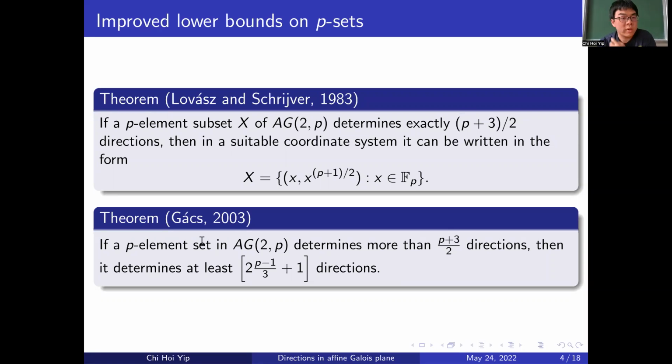That was confirmed by Gács in 2003, where he showed that if we are not in this case, then we can improve this constant one half to two thirds. In general, if we assume that our point set has some additional structure, then we also expect that the constant here can be significantly improved.